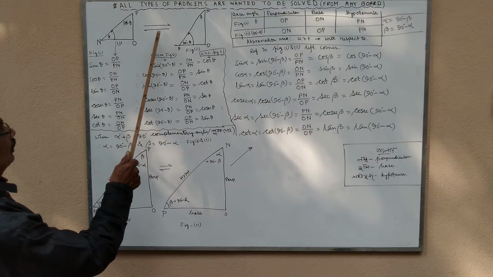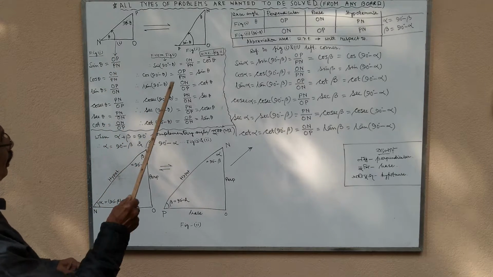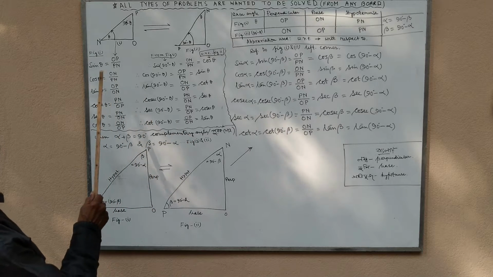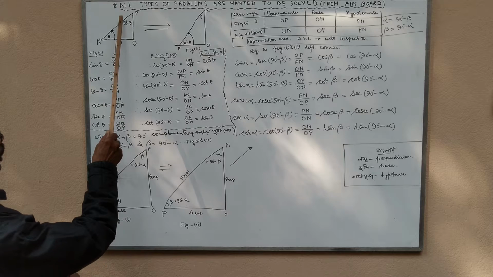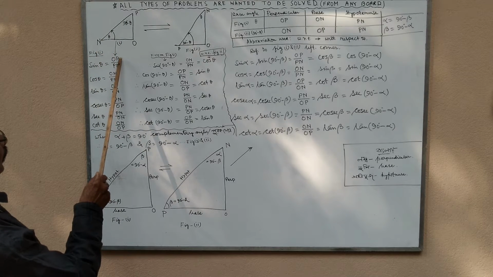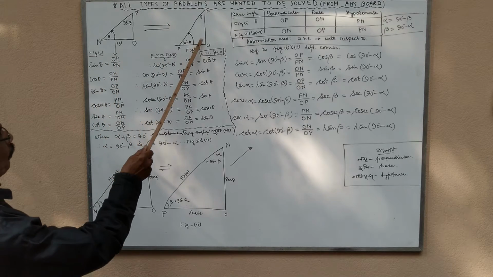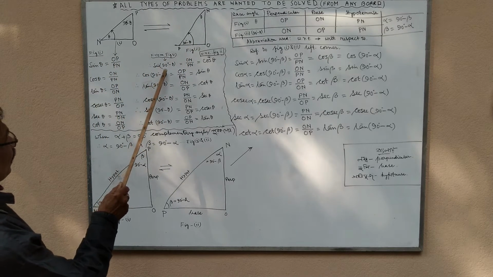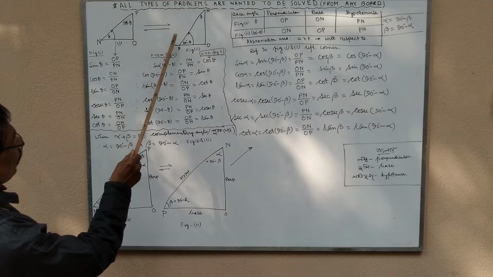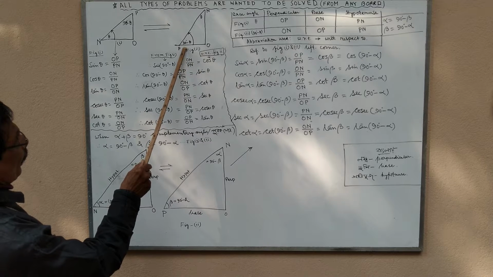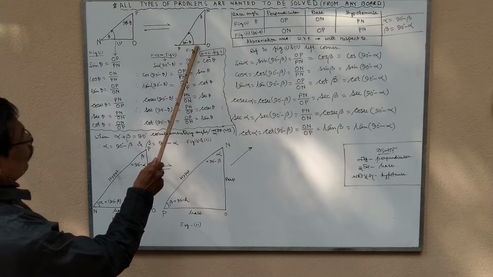Now we will discuss the formula. This is from figure 1 and this is from figure 2. Sin theta equals perpendicular by hypotenuse, that is OP by PN in figure 1. Now from figure 2 we see that OP, which was the perpendicular there, is the base here. So it is 90 degree minus theta, OP is base.